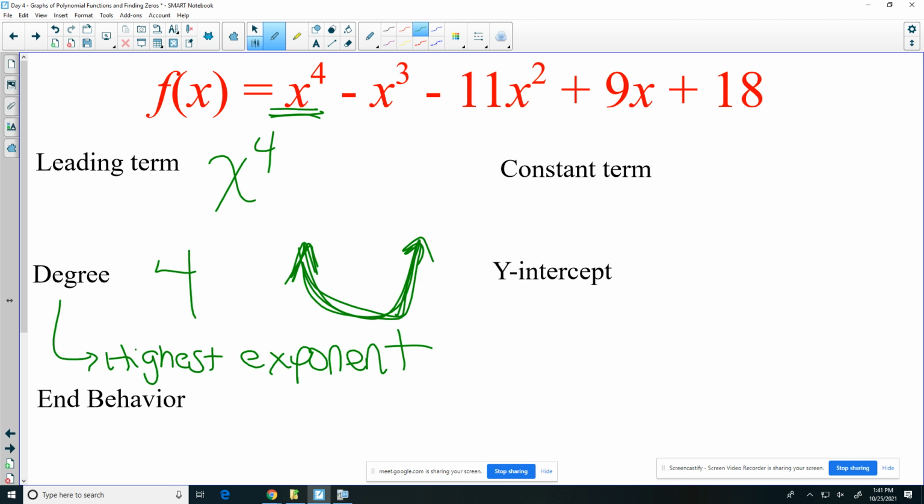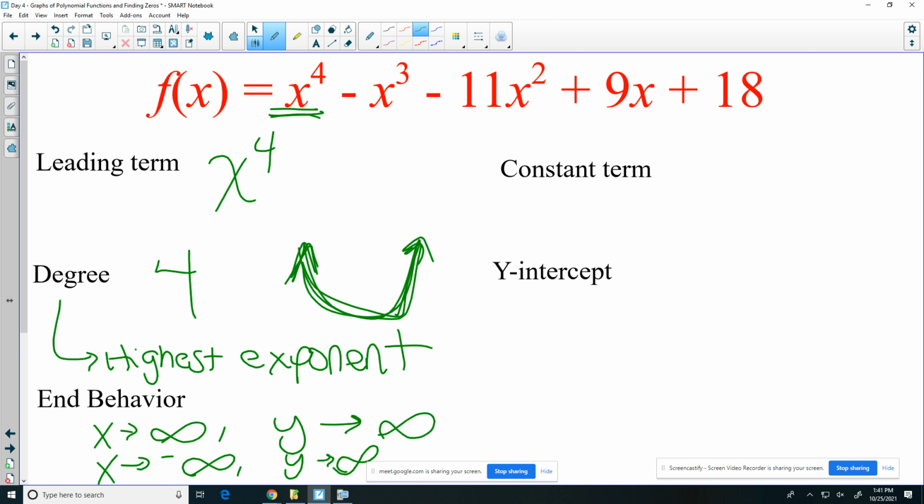The degree helps me to determine what my end behavior is going to be. So because I know this is going to look kind of like a U, I know that as x goes to infinity, y is also going to go to infinity because all evens look the same. As x goes to negative infinity, y is going to go to infinity because all polynomials that have an even degree always look about the same on the ends, on the extremes. Like I said, there's going to be stuff happening in the middle. We're talking about what's going on on the outside.